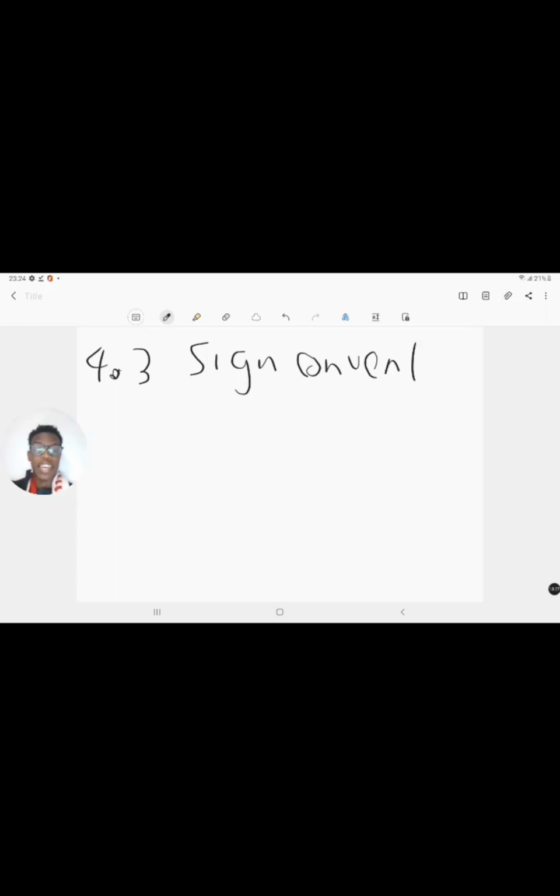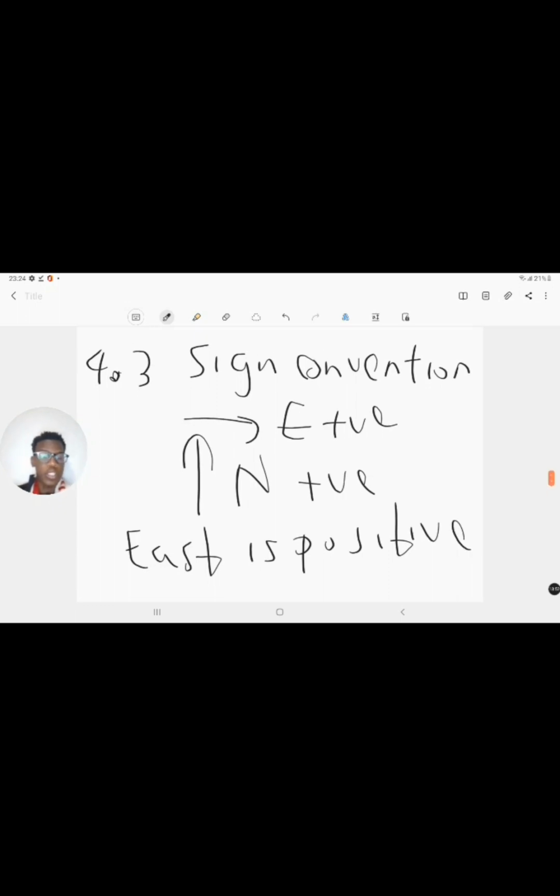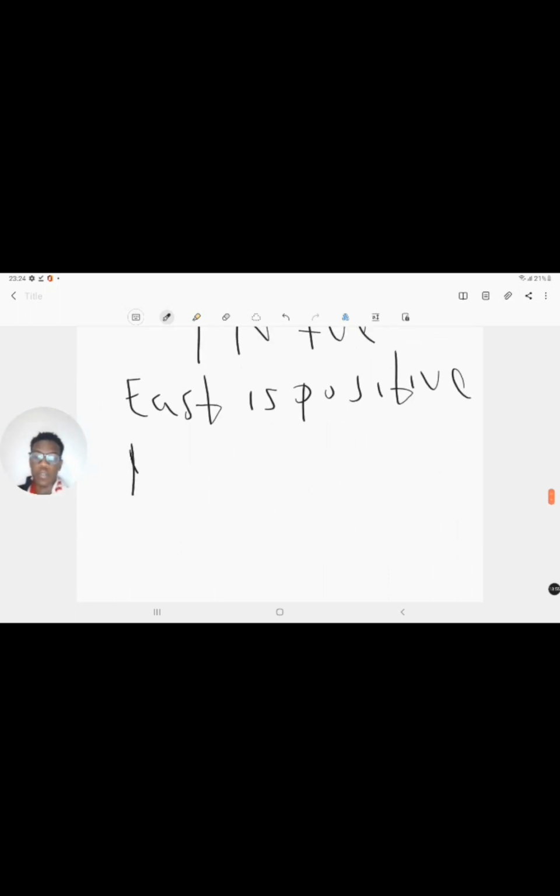So I'm going to say sign convention. Then I'm going to say an arrow there. There's my east is positive, right? Like that. And then north there, N positive, right? Or you could write out an actual sentence. You could say east is positive, and you could say north is positive. North is positive, right? You could say north is positive like that.